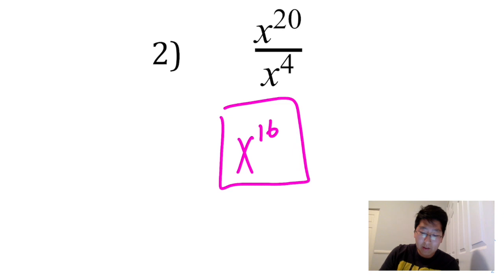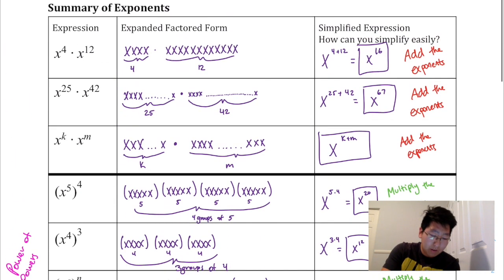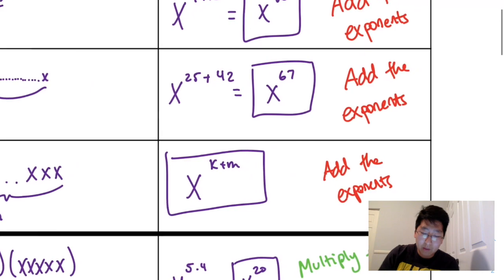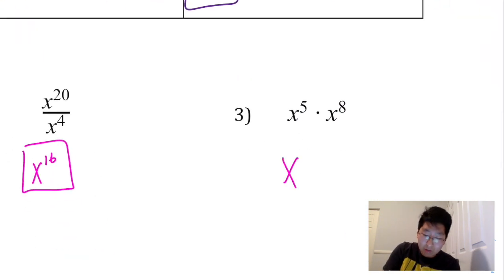Okay. And here we're multiplying. Let's go find our multiplying. Okay. And what do we do when we multiply? We add the exponents. So I'm going to add x to 5 plus 8, which is 13.